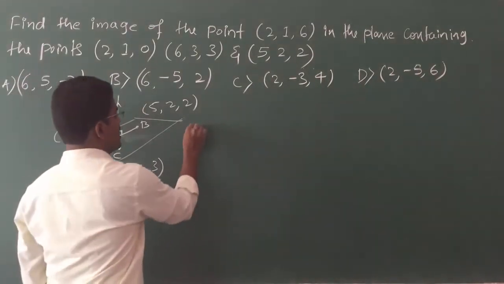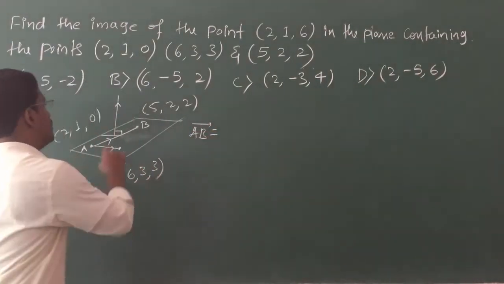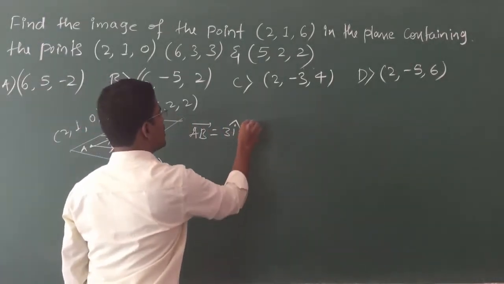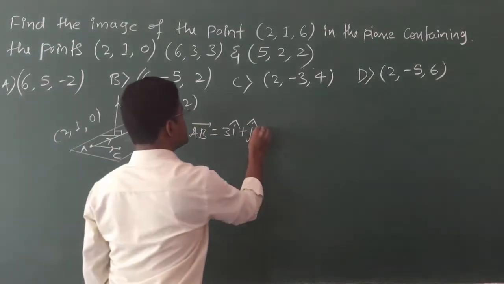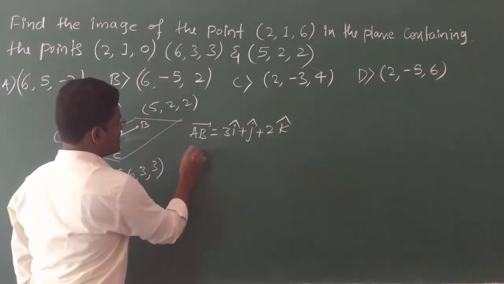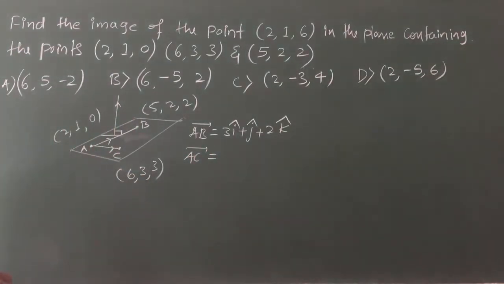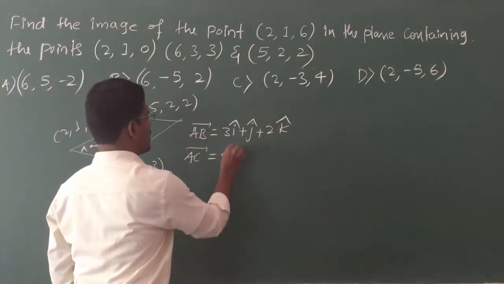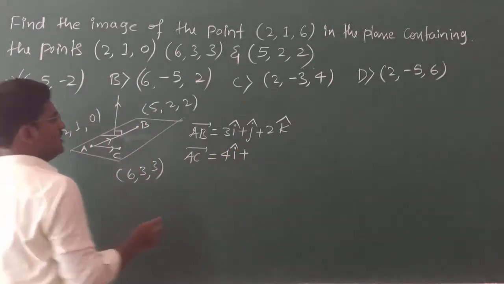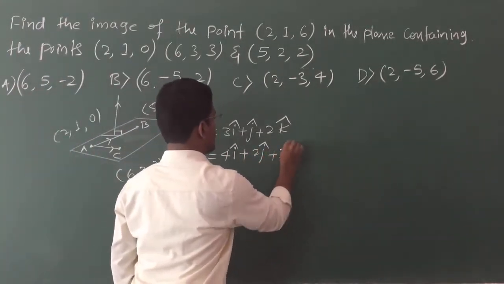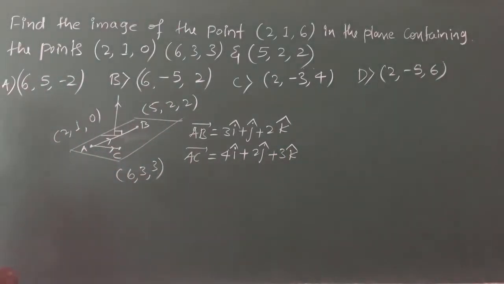Clear? So the AB vector is going to be 5 minus 2, 3 i cap, 2 minus 1, it is plus j cap, 2 minus 0, that is plus 2 k cap. Next I will solve the AC vector. So the AC vector is going to be 6 minus 2, 4 i cap, plus 3 minus 1, 2 j cap, 3 minus 0, plus 3 k cap. So you are going to have these two vectors.